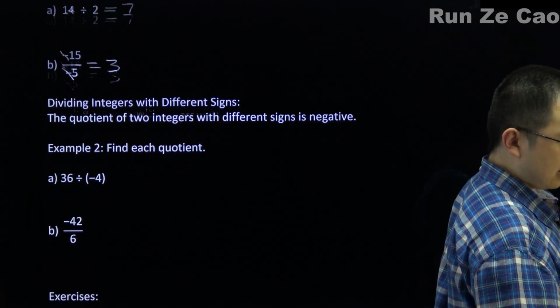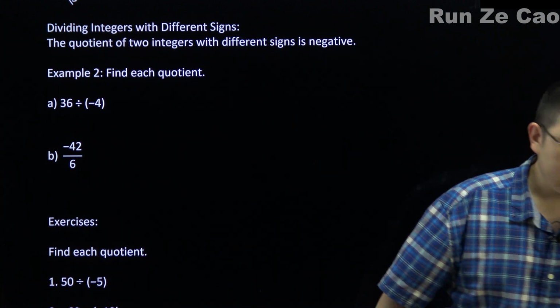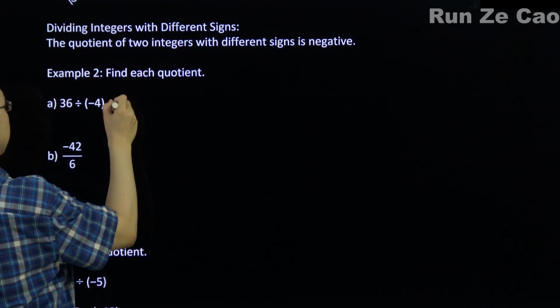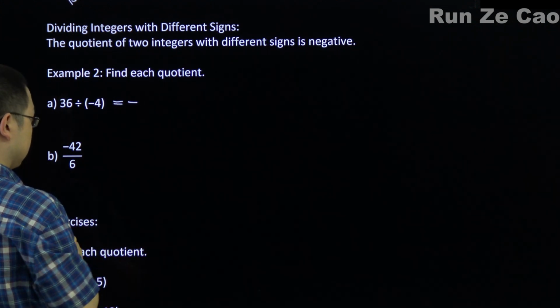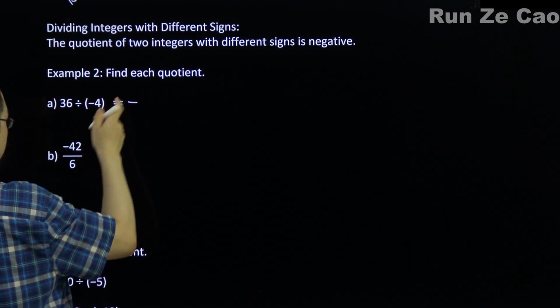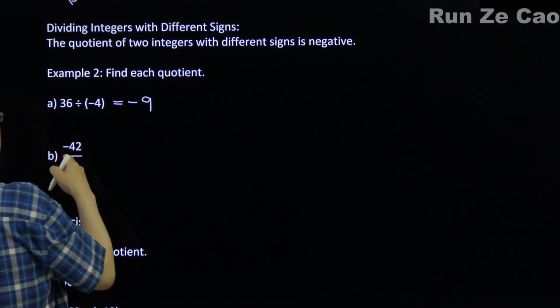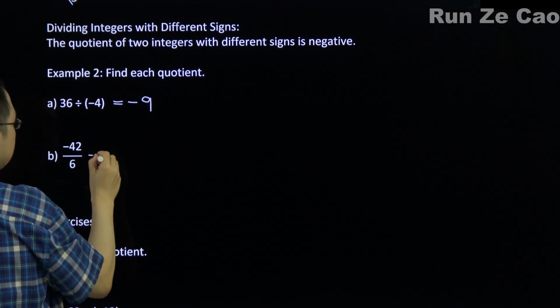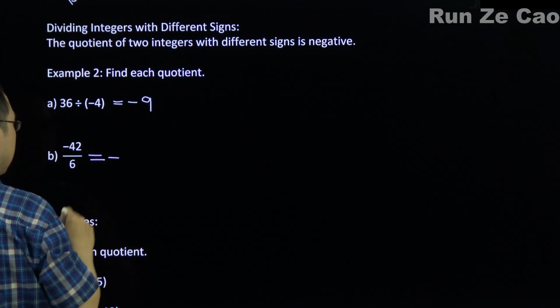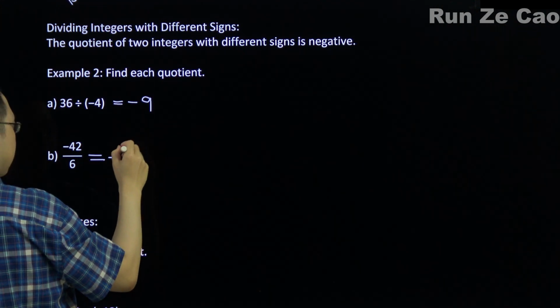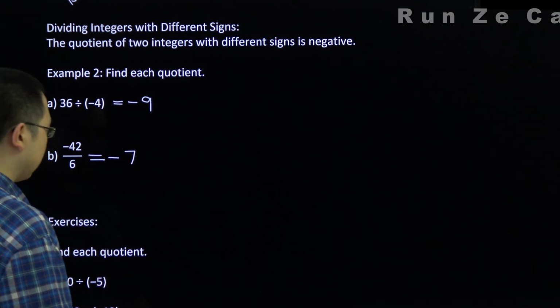Okay, now let's say we have different signs. 36 divided by negative 4. Well, there's one negative sign, so it doesn't cancel. 36 divided by 4 is 9. Negative 42 divided by 6, well, there's one negative. And 42 divided by 6 gives us 7. So it's negative 7.